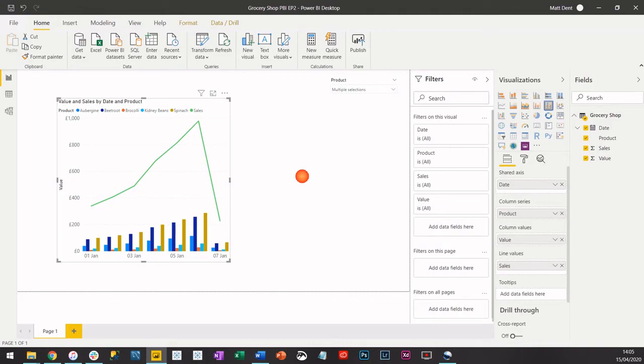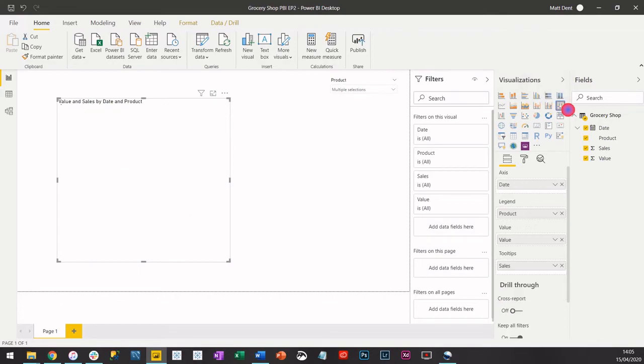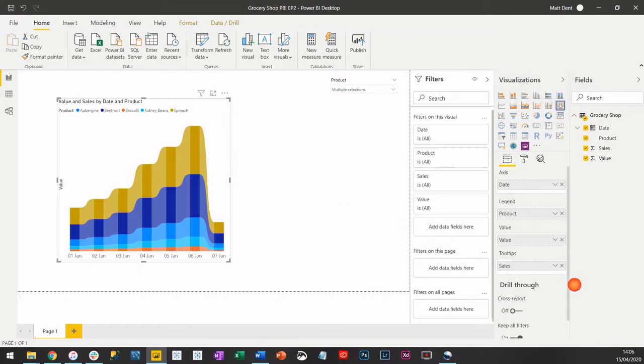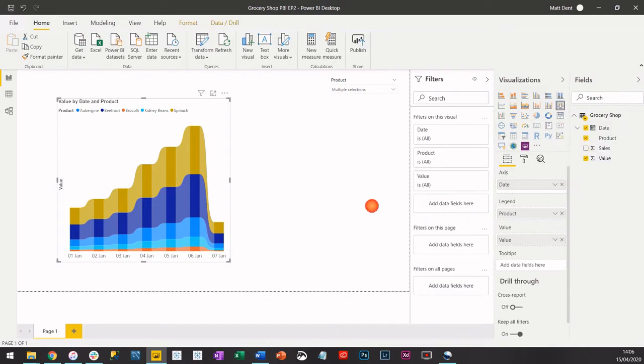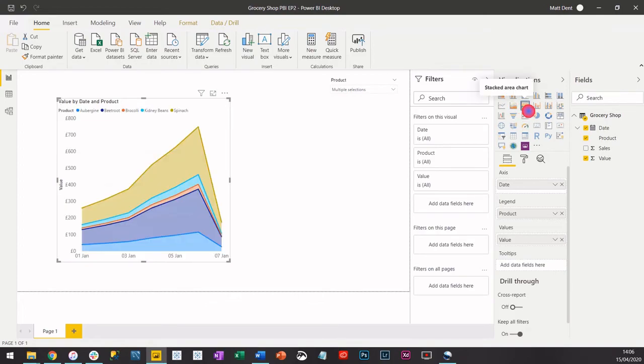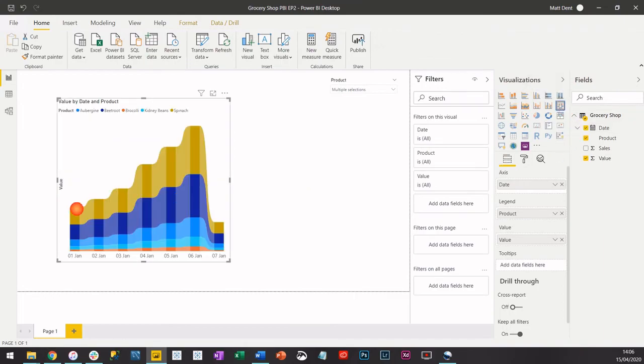Now the last visual I want to talk about today is the ribbon chart. Now this is one of my favourites. So if we click on ribbon here, and I remove sales there from the tooltip, it works a bit like the area chart. So if I go back to that, you can see how that's quite similar. Obviously it curves out those lines a bit more.